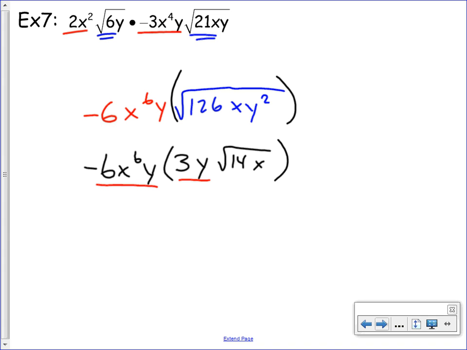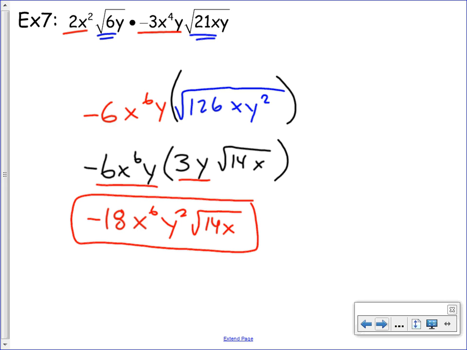So what do we got? Negative 18 x to the 6th y squared root. And then for this one, I wouldn't worry about the plus or minus because there's already a negative on there. So when you're doing multiple things, like adding and subtracting, multiplying, and dividing, don't worry about plus or minuses, only if you're simplifying one radical. Okay, let's do it again.